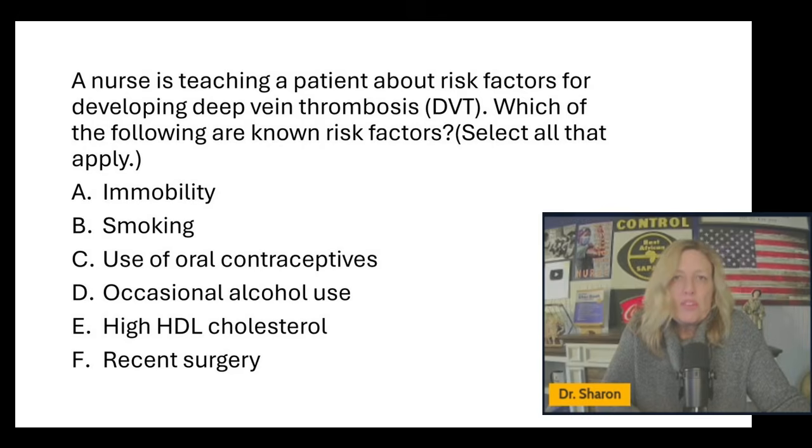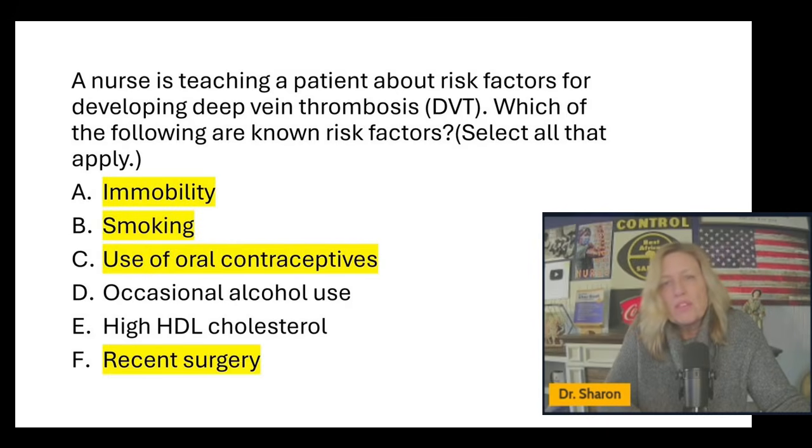These are risk factors you just should know. My guess is most of you know these. Immobility, smoking, use of oral contraceptives, and recent surgery are the primary risk factors. There are a few others, but these are the primary risk factors associated with DVT, particularly orthopedic surgeries. It doesn't have to be just orthopedic surgery, really any surgery, but orthopedic surgeries are much higher risk than some of the other types of surgeries.